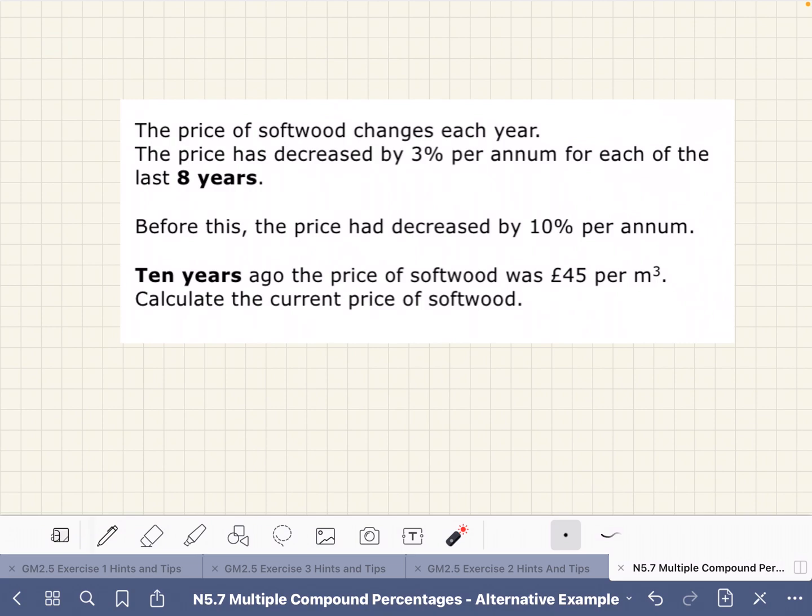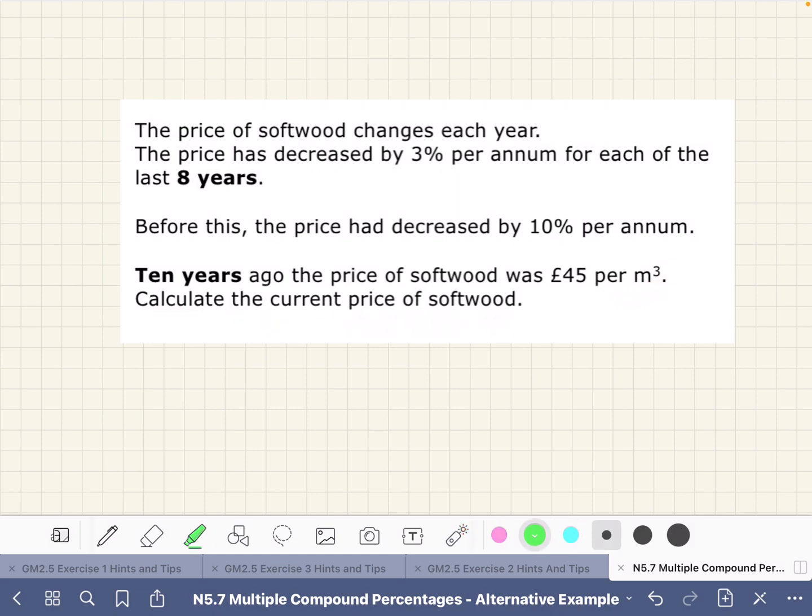Okay, so let's decode the question. We have the price of softwood changes each year. The price has decreased by 3% per year for each of the last 8 years. Before this, the price had decreased by 10%. 10 years ago, the price of softwood was £45 per metre cubed. Calculate the current price of the softwood.